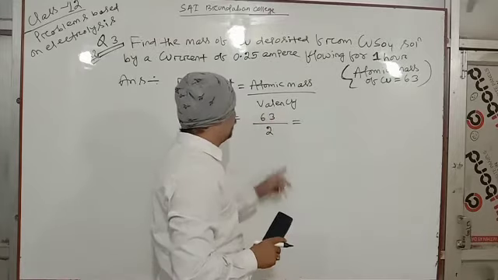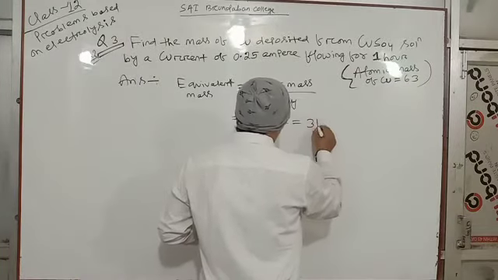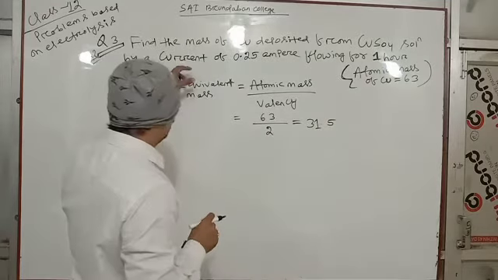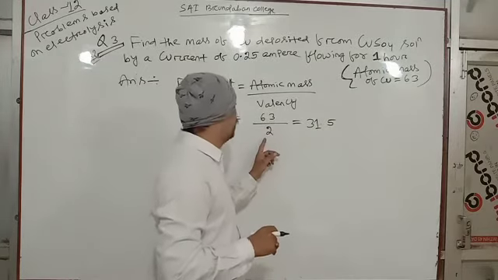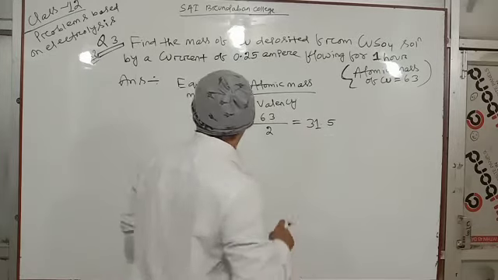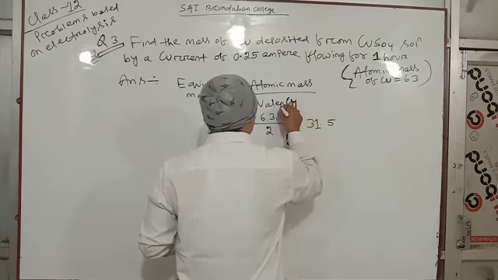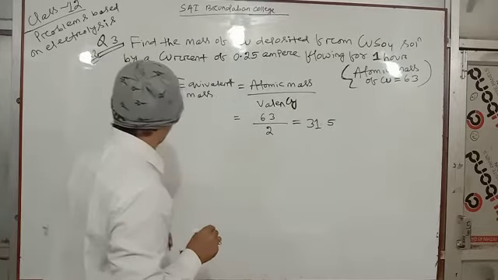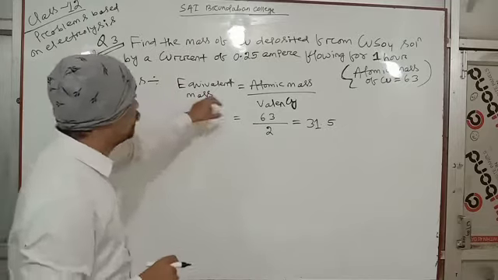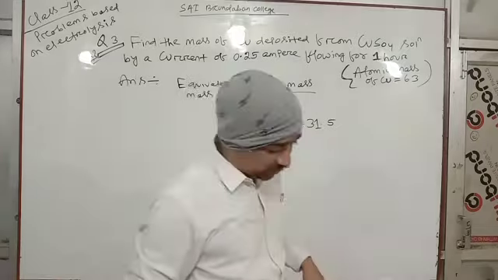So 63 by 2, how much is it? 31.5. So equivalent mass is equal to atomic mass by valency, 63 by 2, which is 31.5. So 31.5 is the equivalent mass.